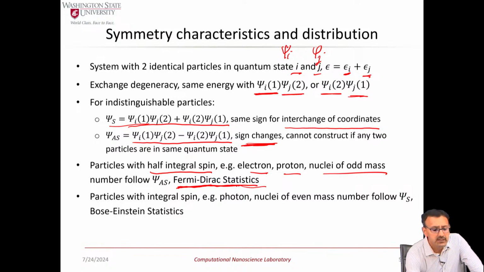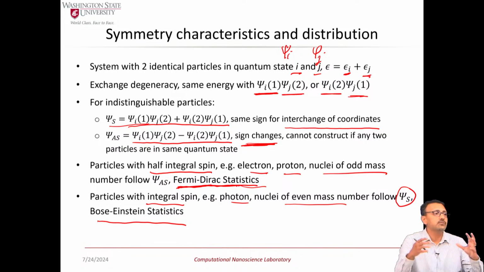On the other hand, we have particles with integral spins such as a photon, nuclei of even mass number. For those, they follow symmetric wave functions, and the statistical mechanical rule that we have to apply to evaluate thermophysical behavior of the collection of those particles is through the Bose-Einstein statistics. So, this kind of connects the quantum mechanics that we are discussing here with the statistical mechanics principles, because we know that each of those distributions are different.